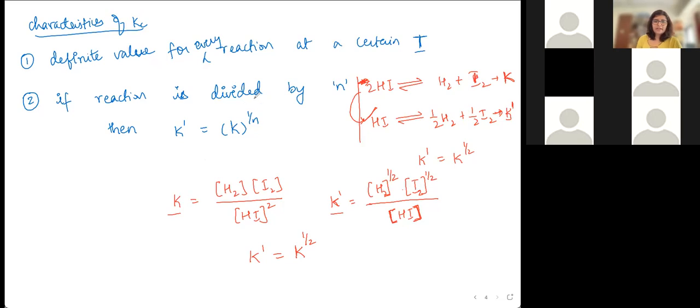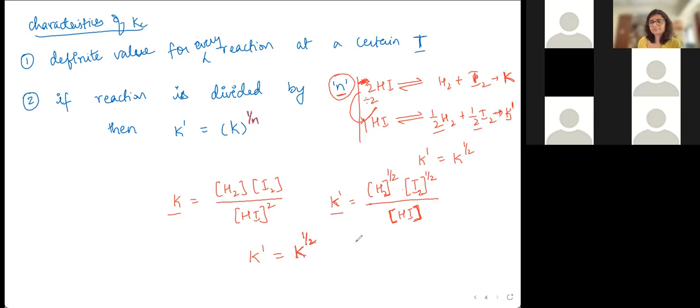So if I divide the reaction by n, in this case I have divided the whole thing by 2. So 2 divided by 2 is 1, 1 divided by 2 is half, 1 divided by 2 is half. If I divide the reaction by a certain number, then the equilibrium constant is also modified in this particular way. If I'm dividing the original by 2, then the equilibrium constant is raised to the power 1 by that number. So the original was K, and the modified one has become K raised to the power 1 by 2.